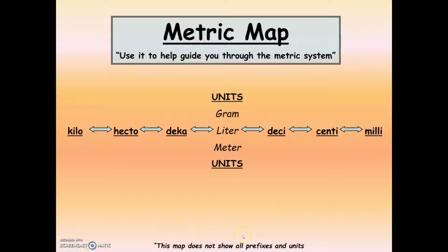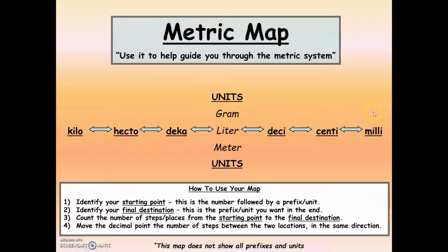This map doesn't show you all the prefixes. Again, you do need to know the ones below it. So you need to know micro and nano below milli, but this works. This helps us, and what we can use is we can go kilo, hecto, deca, base units, deci, centi, milli.